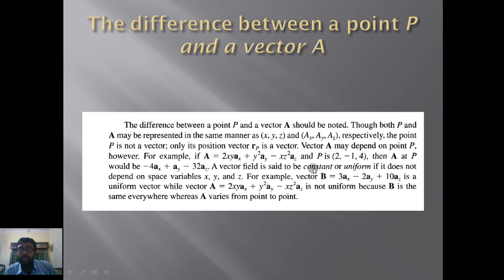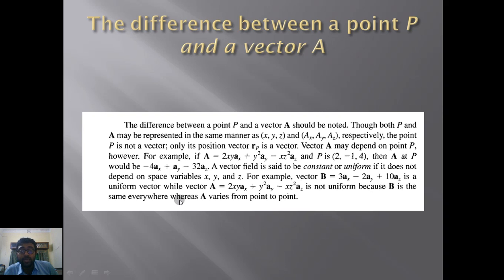A vector field is said to be constant or uniform if it does not depend on space variables x, y, z. So if you don't have x, y, z, therefore, suppose this is the example of that. Suppose vector B has been described like this: 3, 2, 10. So all these are constant values. So at any arbitrary point, the value of the vector will be the same. But this vector has arbitrary point x, y, z. So with each and every point, the value of the vector will change. So that's why it's not uniform.